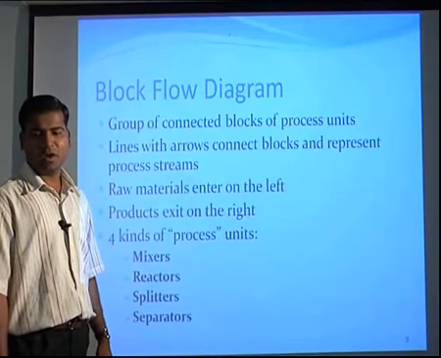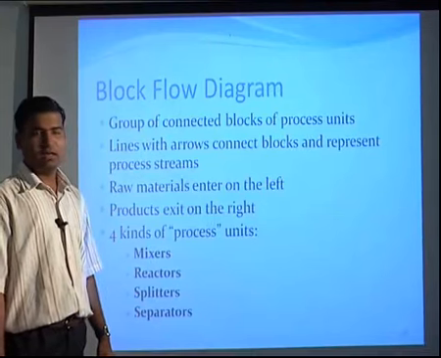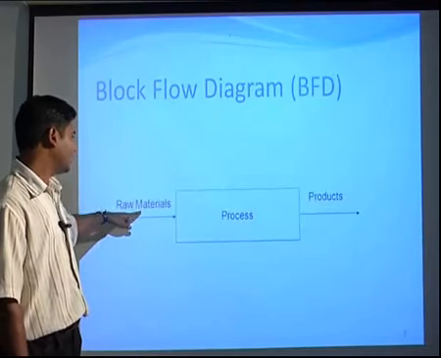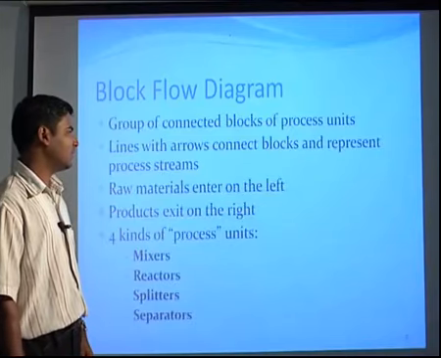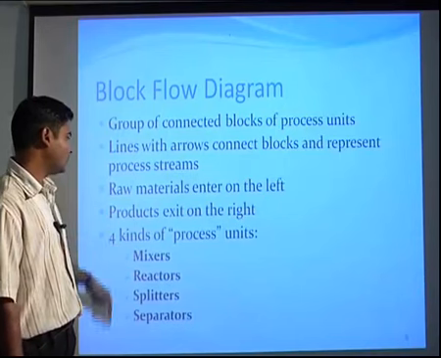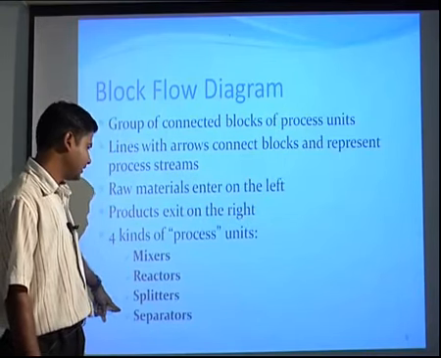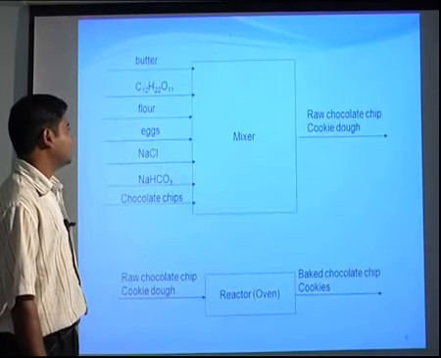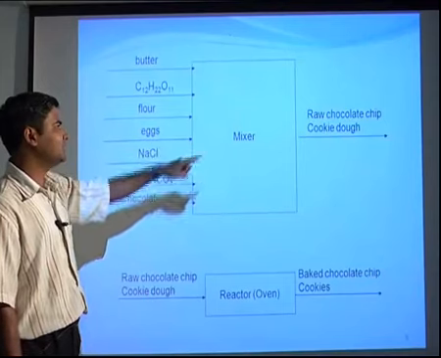Then the raw materials or the input will enter from the left, like we have seen earlier. So raw material will enter from the left and the product will go out from the right. Here the product exits on the right. There are four kinds of process units: the mixer, reactor, splitter and separators. So the mixer, what will it do? All the raw material it will mix and it will give the output.